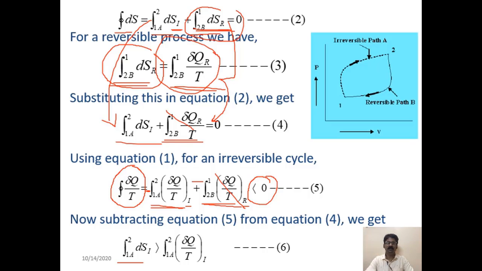Now one more thing, one very important change you have to note here. Here it is an equal to sign in equation 4, minus equation 5, which has a less than sign. So equal to minus less than becomes greater than. That is very, very important. So the sign becomes greater than now, when you subtract an equation with an equal to sign and an equation with the less than sign.